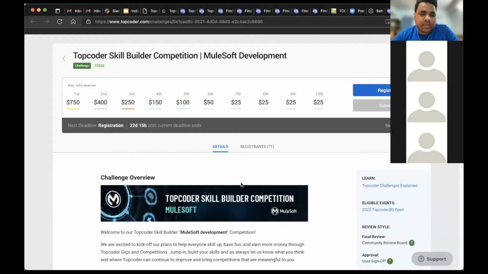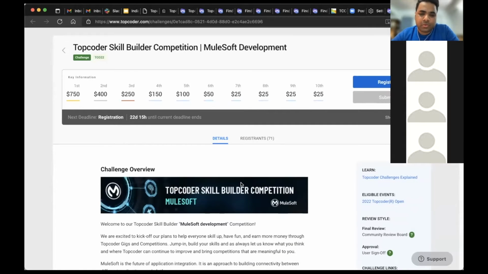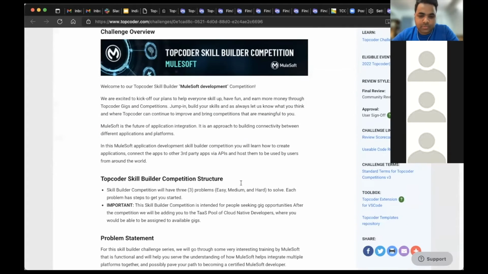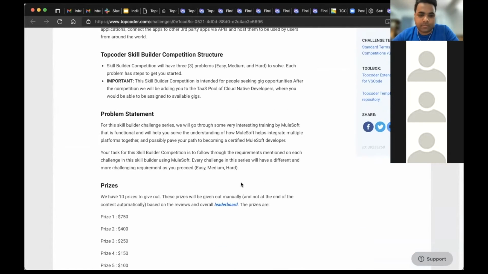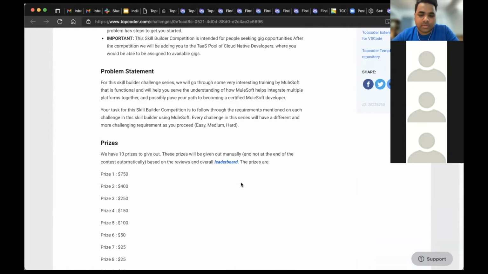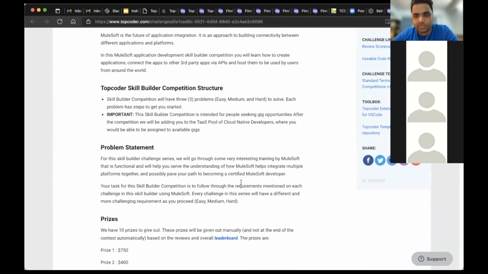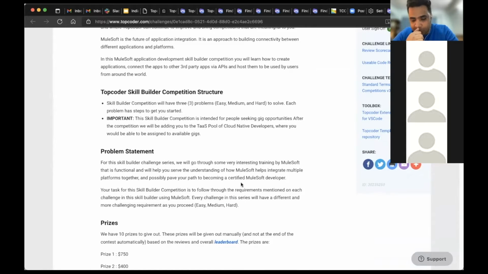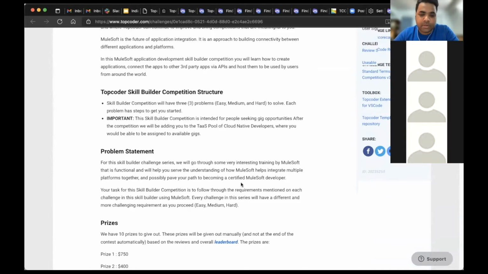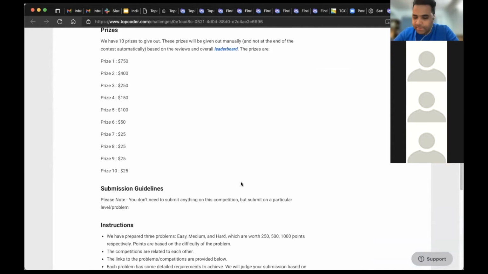So right now we have a Topcoder skill builder competition. You guys must have seen MuleSoft mentioned many times in the past in these meetups as well. Right now you can see there's a skill builder going on. If you still haven't started yet, it's a good time to get yourself acquainted with this, because from what I understand, there's going to be a lot of challenges in Topcoder related to MuleSoft. And if you are into competing at Topcoder, you should definitely check this out.